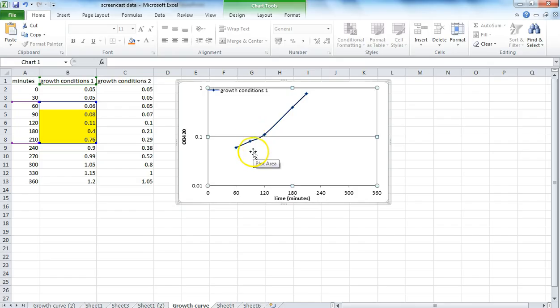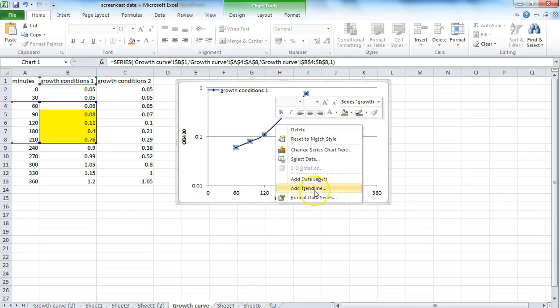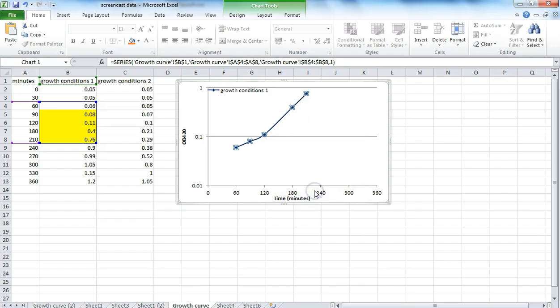Rather than drawing lines on my graph and plotting the difference, I'm just going to get the computer to work out a line of best fit for me that I can then use mathematically to determine the doubling time. So I'm going to do that by clicking on the chart line, right click, add trend line.